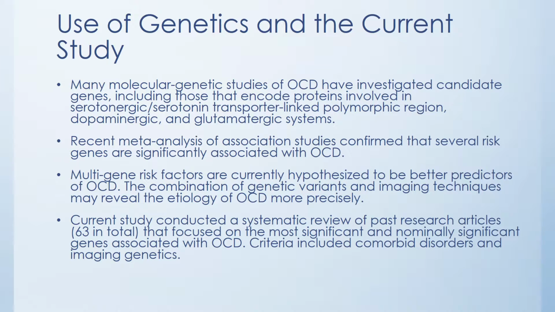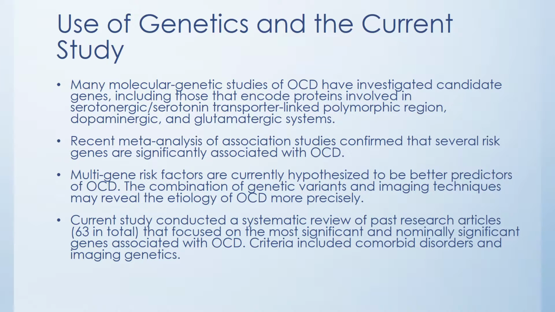OCD has a strong genetic background, but the identification of a single causal gene variance has remained difficult. In many of these molecular genetic studies of OCD, they have investigated candidate genes that are most likely to be at high risk and are significantly associated with OCD. When it came to looking at the current article, I'll explain a little more about the findings with the serotonergic, dopaminergic, and glutamatergic systems. But these multi-gene risk factors are currently hypothesized to be better predictors for complex disorders such as this.